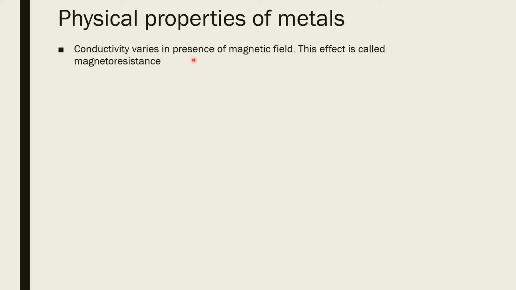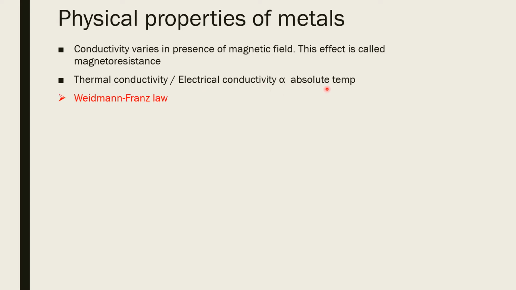Conductivity varies in the presence of magnetic field. This effect is called as magnetoresistance. The ratio of thermal conductivity to the electrical conductivity is proportional to the absolute temperature. This law is called as the Weidmann-Franz law.